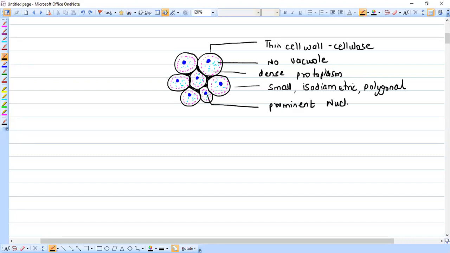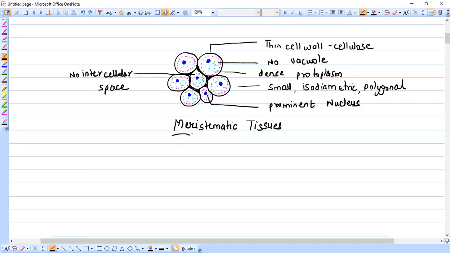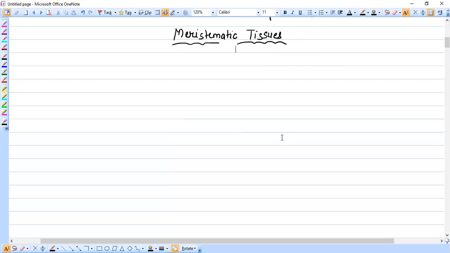And above this, there is no intercellular space. As you can see in the diagram, there is no intercellular space. So this all becomes the explanation for meristematic tissues. Now there are different types of meristematic tissues based on their position, based on their location, based on their origin. So let's look at the meristematic tissues based on origin.